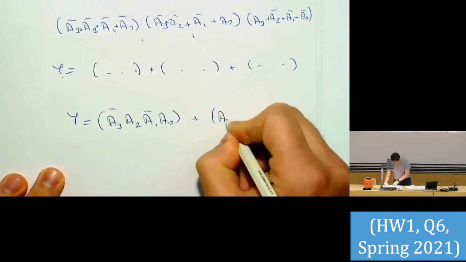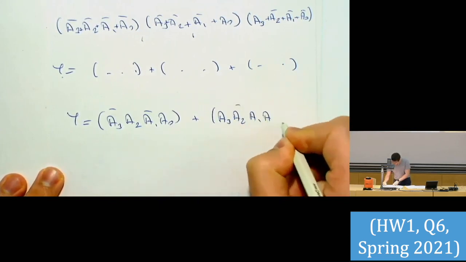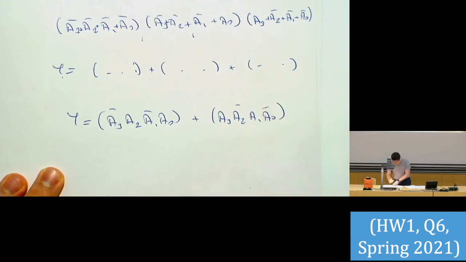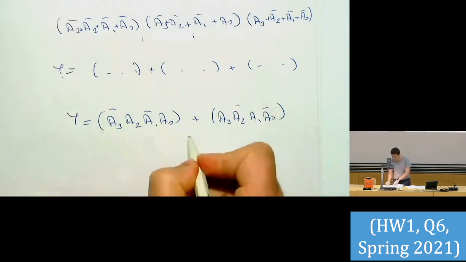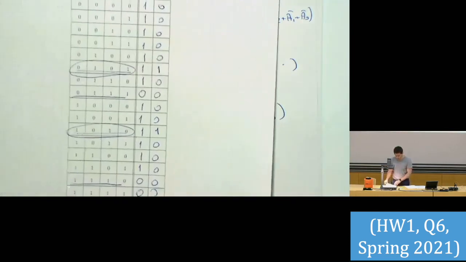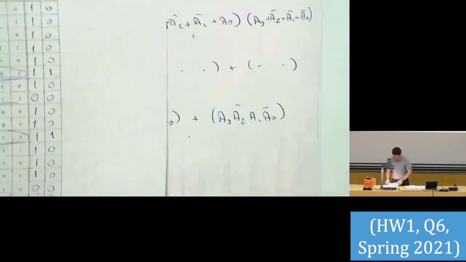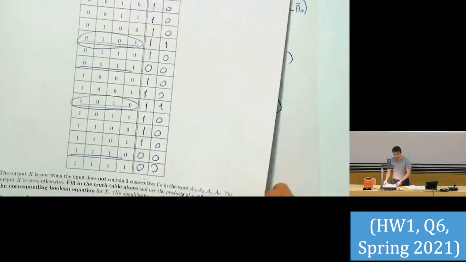OR A3, A2 not, A1, and A0 not. So this is similar to the other term, but instead I OR the terms here. And I said that if one of these is one, then Y should be one. This is what the question is asking for, basically. So I think there is no question raised to that.